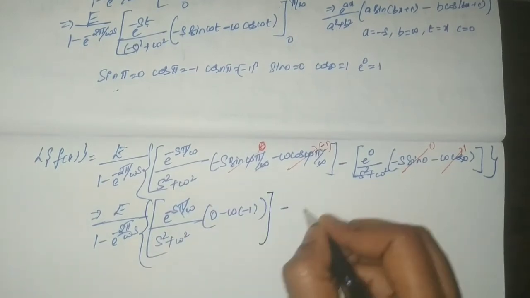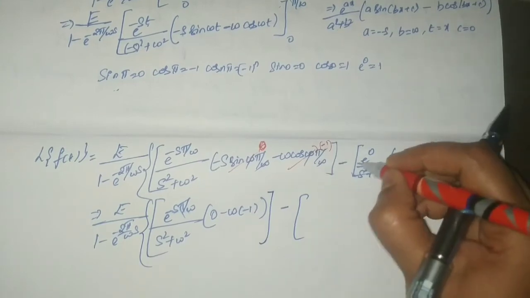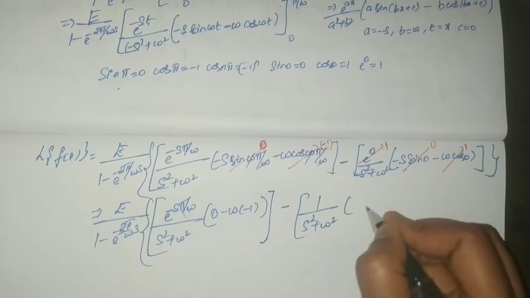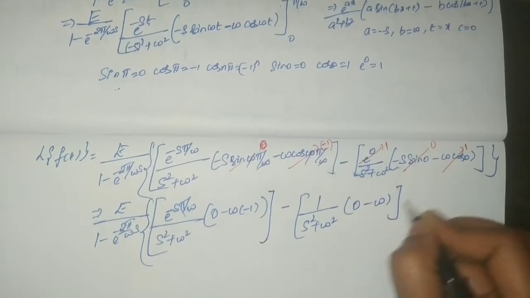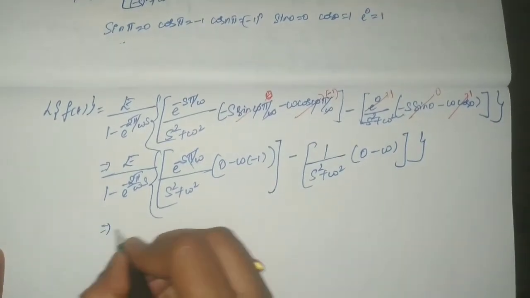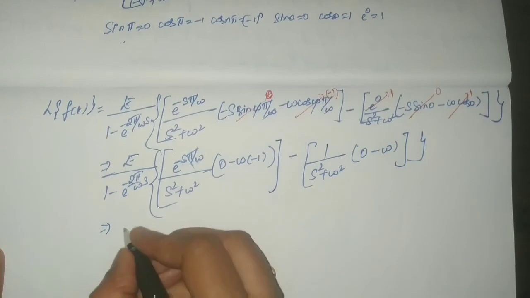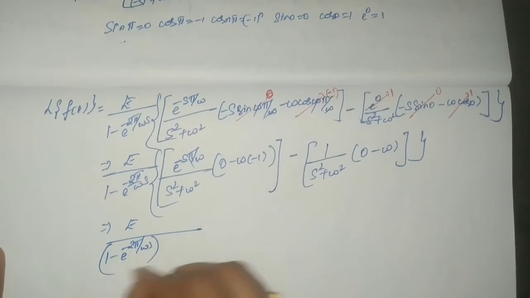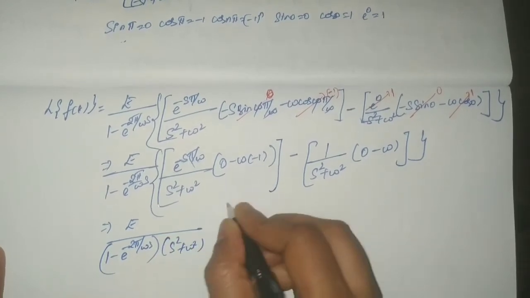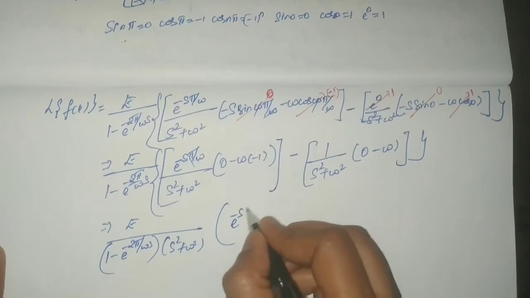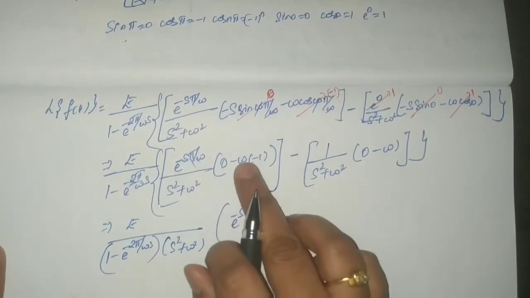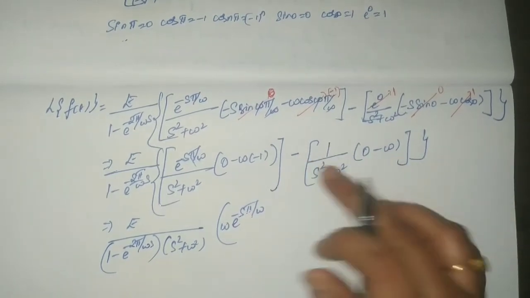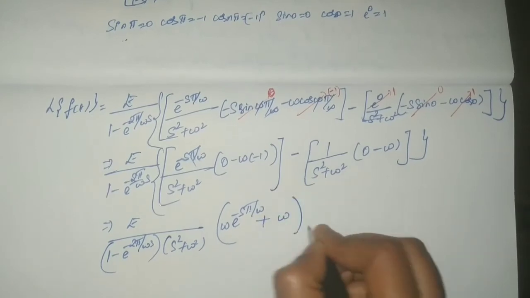Minus of e power 0 is 1, 1 by s square plus omega square, 0 minus omega. So you can see in both the terms the denominator is same, so I'll keep the denominator outside, which is s square plus omega square. What is left out here? e power minus s pi by omega, 0. Minus of minus is plus, so we have omega, right? Here we have minus of minus plus omega.